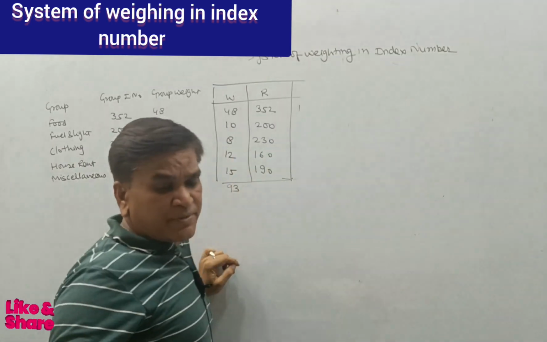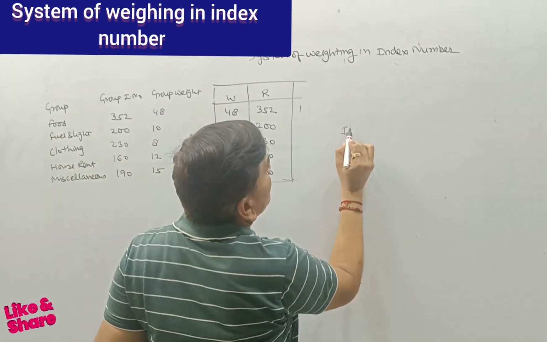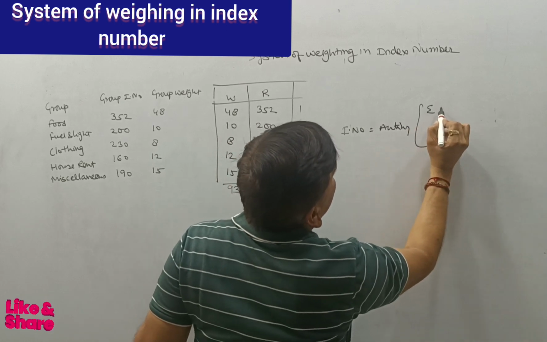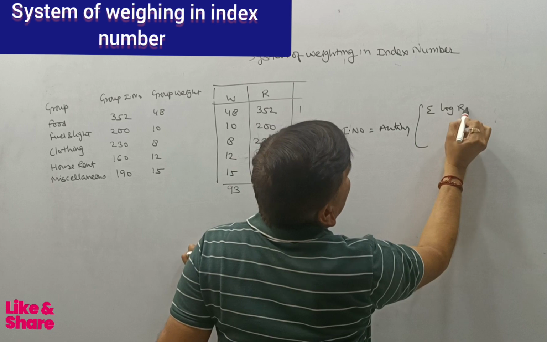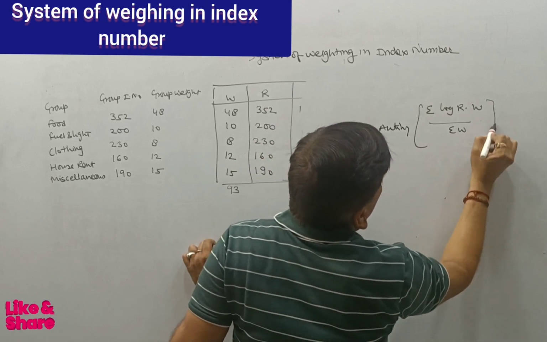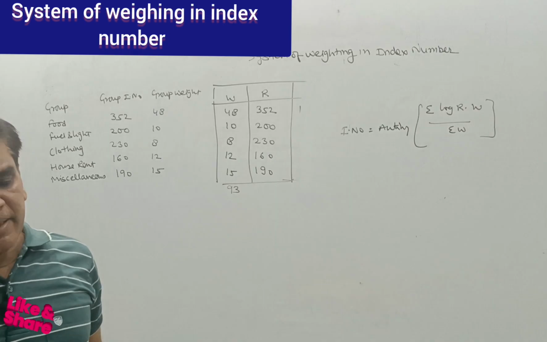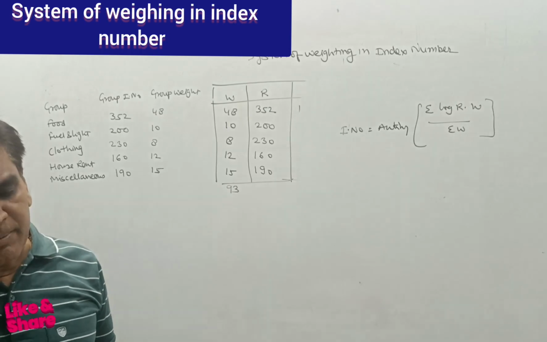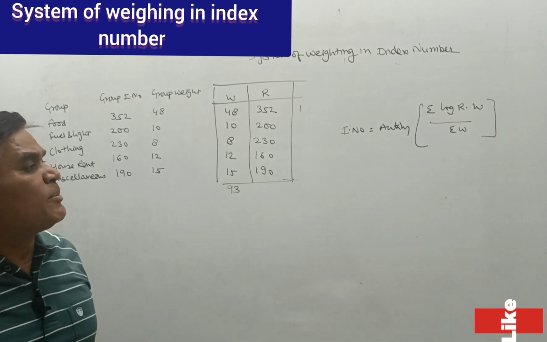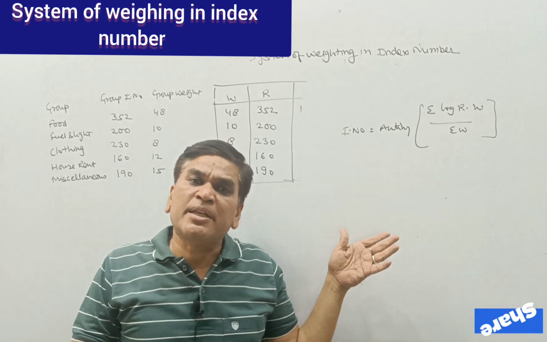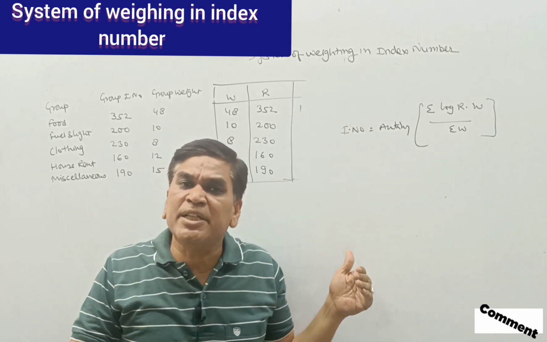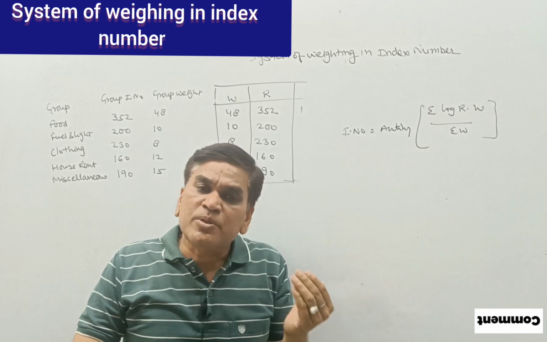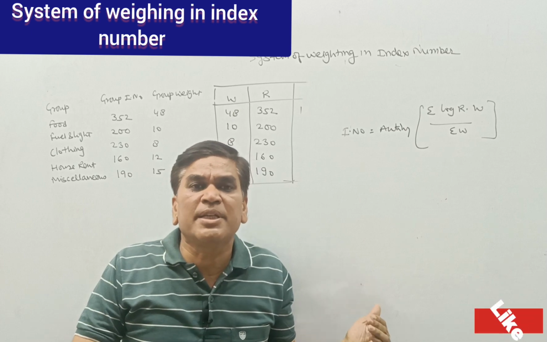So the very first thing, what is the weighted geometric mean? Index number is anti-log of sigma log R multiplied by W divided by sigma W. As we calculate the geometric mean in the case of a discrete or continuous series, we use log X multiplied by F divided by sigma F. Similarly, in place of F we are using the weight here.